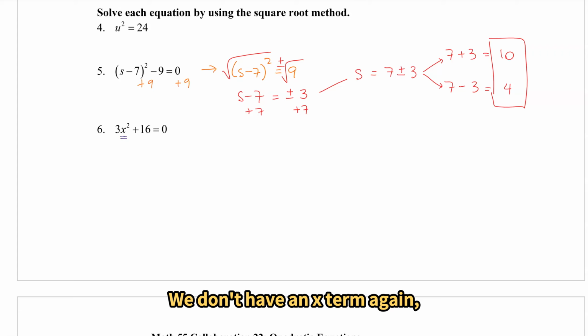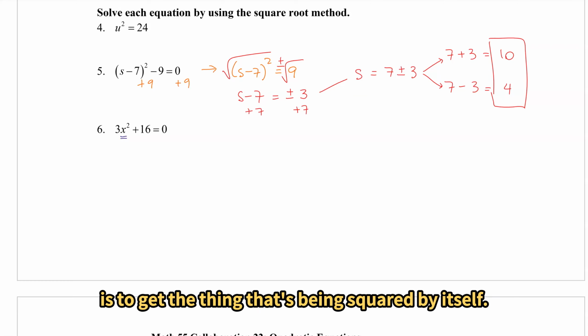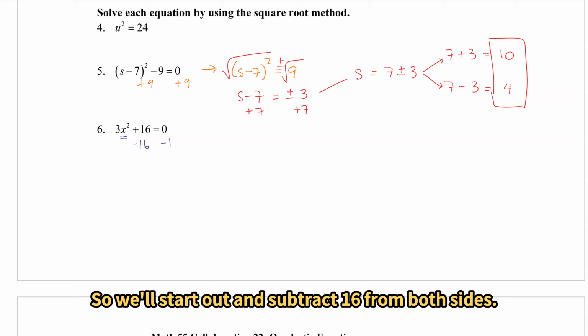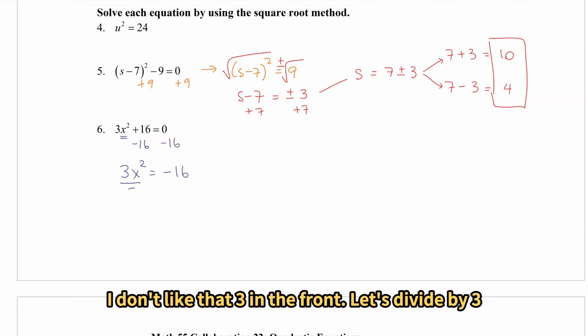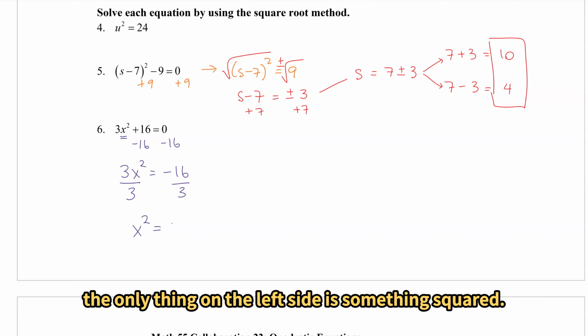Considering number 6, we've got something squared here. We don't have an x term, again leading us to use that square root method. So the first step is to get the thing that's being squared by itself. So we'll start out and subtract 16 from both sides. I don't like that 3 in the front. Let's divide by 3 so that we make sure the only thing on the left side is something squared.